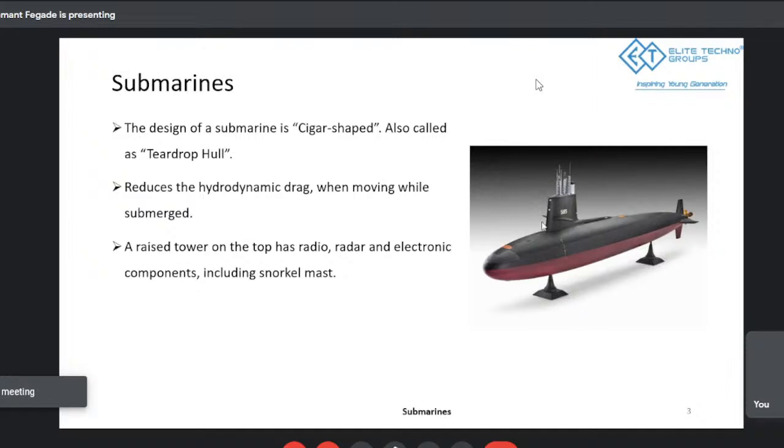And the tower at the top that you're seeing over here is basically the eyes and ears of the ship, you can say. It has radio, radar, electronic components, and one component called the snorkel mast, which governs the controls of these systems. So that's the general idea about the submarine.